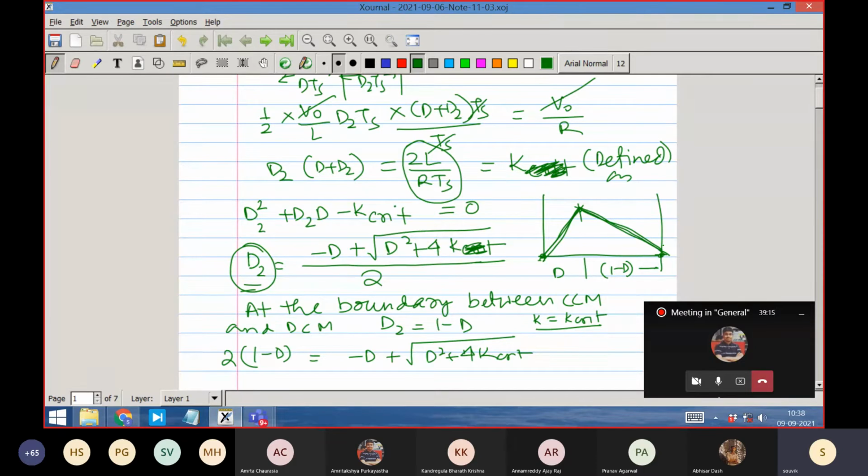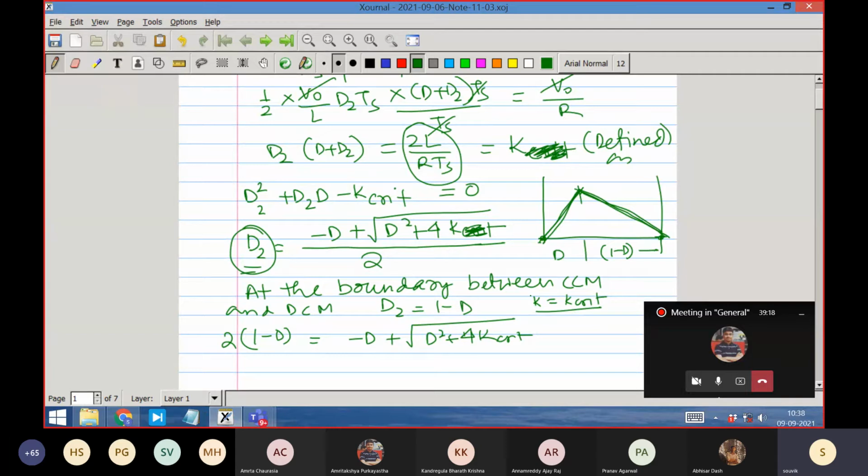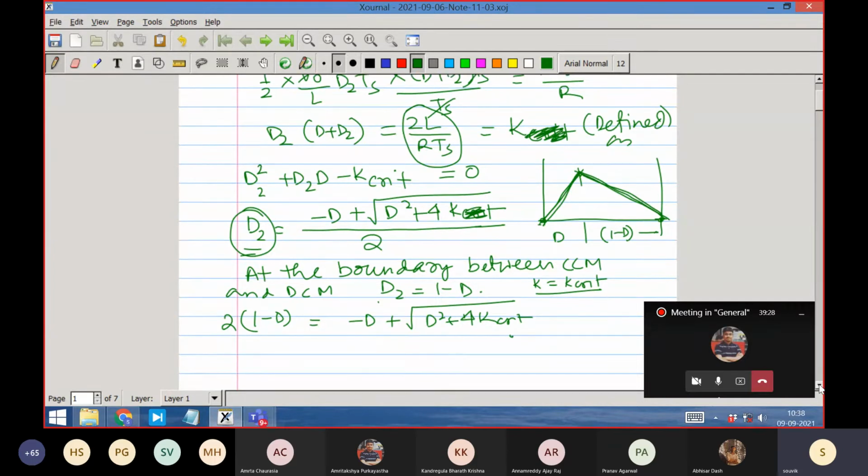That's why I am finding this out now, because at the boundary between CCM and DCM, this condition has to happen. D2 has to be equal to 1 minus D, and at that moment whatever the value of K is, it is K critical. So that is why I am writing this equation. What I will do is square it. 4 minus 4 into 1 minus D square is equal to this square root.